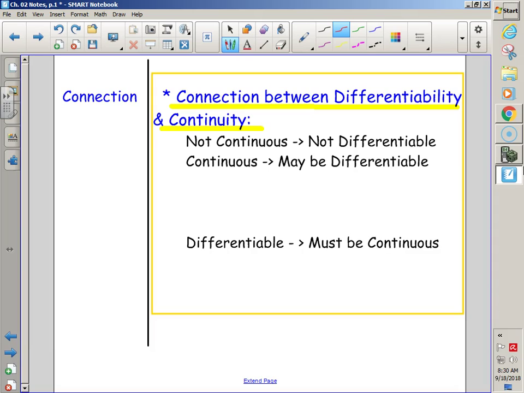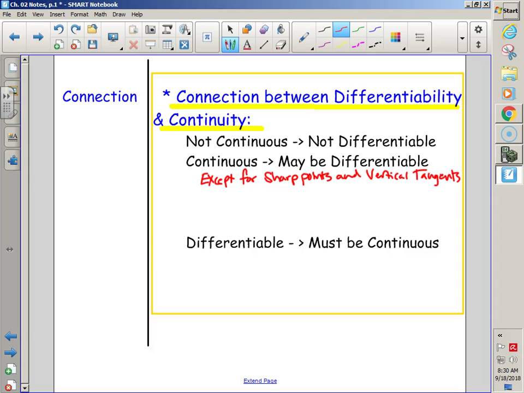But if a function is continuous, it may be differentiable. We're going to write, except for. If it's continuous, it will be differentiable except for sharp points and vertical tangents.